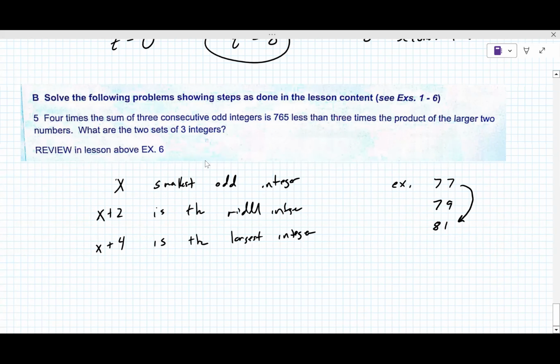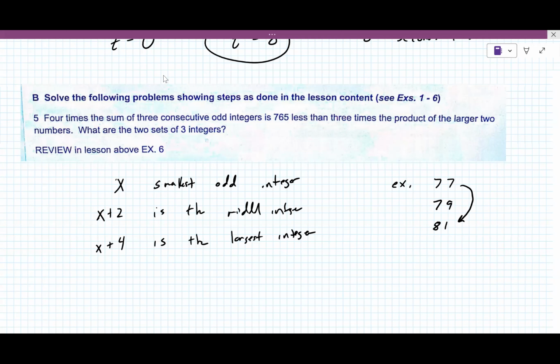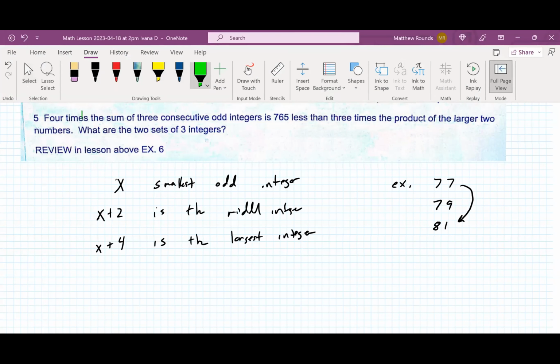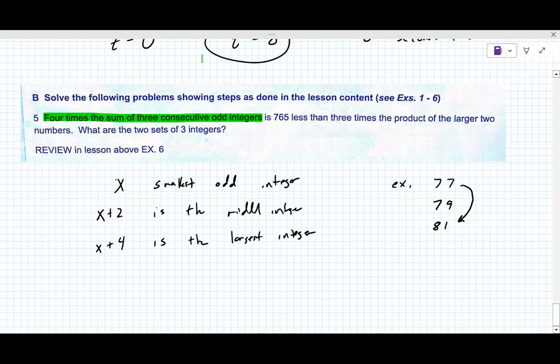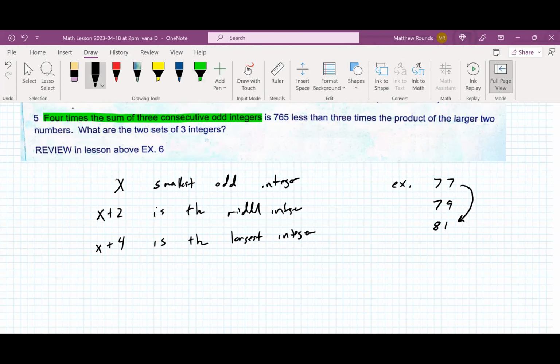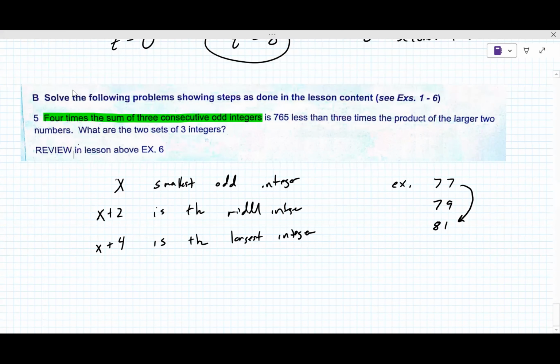All right. Now we can go and translate this part into something. So let's do it in pieces here. 4 times the sum of 3 consecutive odd integers. What math operation is times? Okay, it's multiplication. So we're saying 4 times. What math operation is sum? That's adding. Okay, adding the 3 consecutive integers, x plus x plus 2 plus x plus 4.